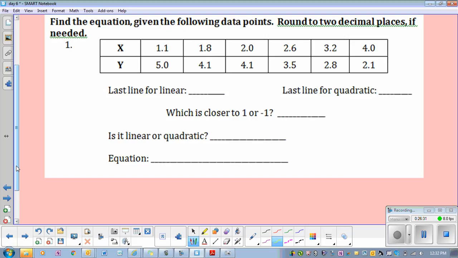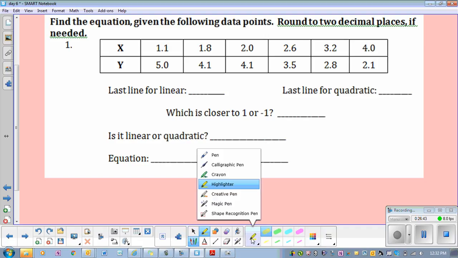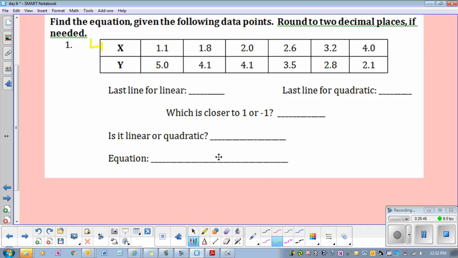It's just quad reg and lin reg. So if I give you x and y, you're going to put it into the calculator. X is going to be L1, and y is going into your L2. These are your lists. This is how we put it into the calculator.